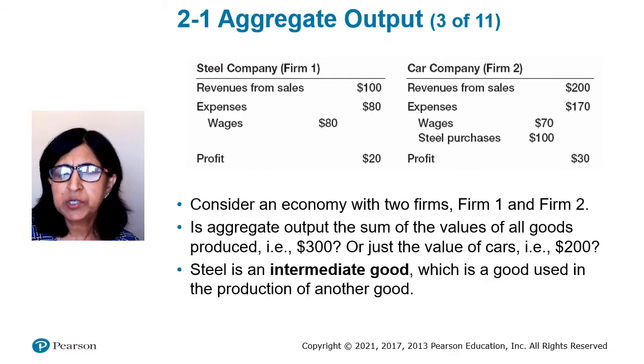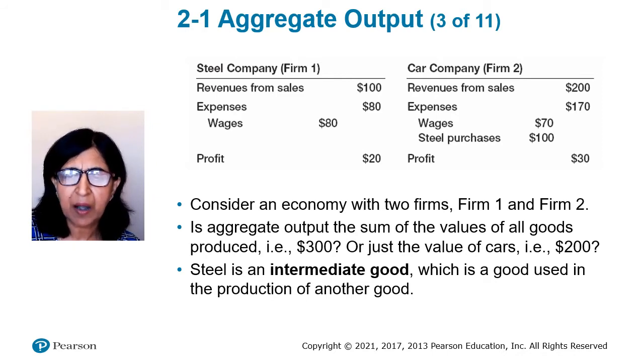Steel is an intermediate good, which is a good used in the production of another good. Steel is an intermediate good that was counted as output when it was produced. For this reason, we do not want to count it again when the cars are produced. We can calculate the value of aggregate output in three different ways from the information given.